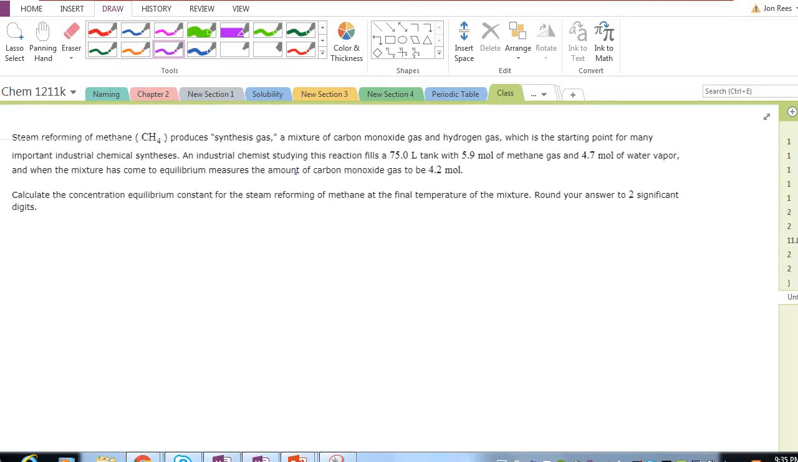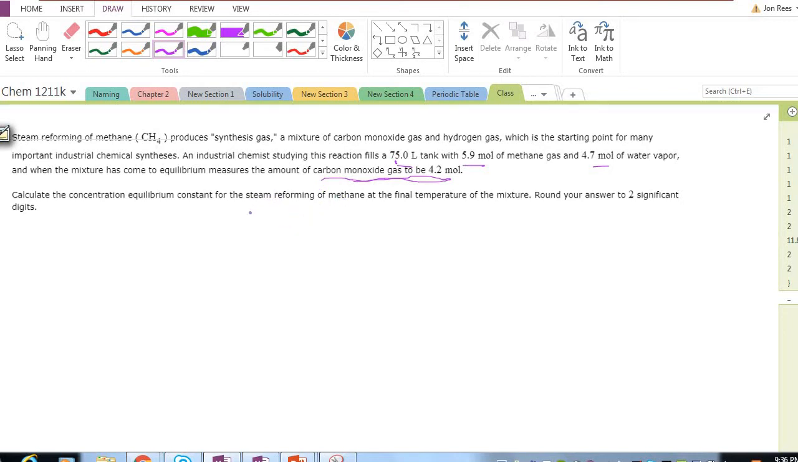And it says a chemist studying the reaction fills a 75-liter tank with 5.9 moles of methane gas and 4.7 moles of water vapor. And when it finally does get to equilibrium, it tells us that it has carbon monoxide gas at this number of moles. And it's asking us to calculate a concentration equilibrium constant for this particular reaction.